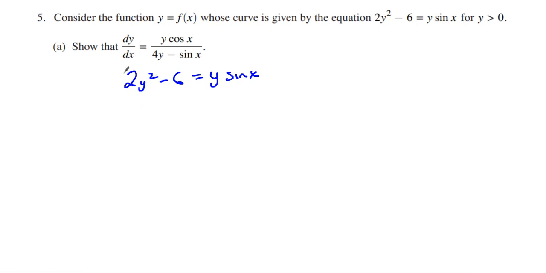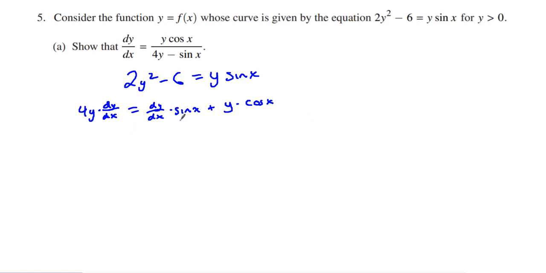We're going to take the derivative of 2y squared, and we get 4y, and don't forget we need dy over dx. Minus 6 is 0, any constant is 0. And now we have to use the product rule. So the derivative of y is dy over dx times sine of x, plus y times cosine of x, because the derivative of sine of x is cosine of x.